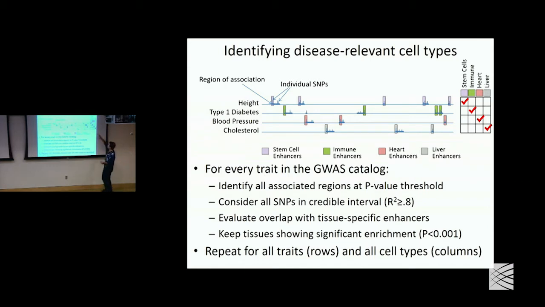And we end up with kind of a diagonal that basically tells us that genetic variants associated with height overlap preferentially enhancers acting in stem cells. And genetic variants associated with type 1 diabetes in immune cells. Genetic variants associated with blood pressure overlap enhancers acting in the left ventricle of the heart. And genetic variants associated with cholesterol, enhancers active in the liver. And this is actually real data.